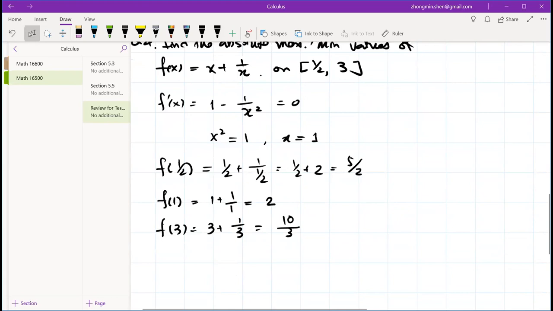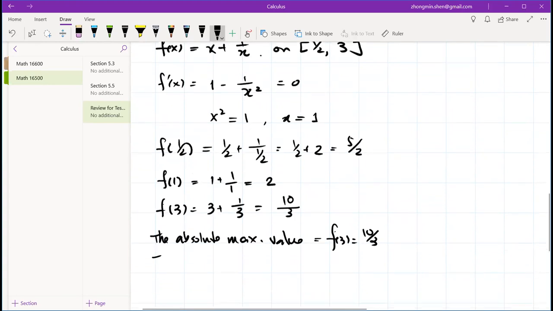Okay, so the absolute maximum value should be at the endpoint. Okay, so the question is find the absolute maximum value. So you should say that the absolute maximum value is going to be 10/3. So that's clear enough. Okay. Then the absolute minimum value is f of 1. Yeah, f of 1, which is 2. Okay.